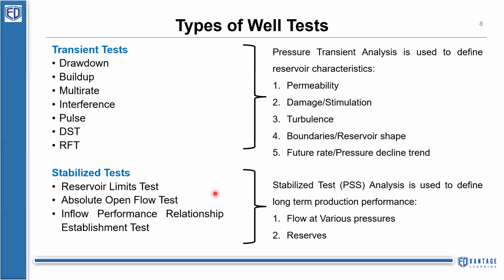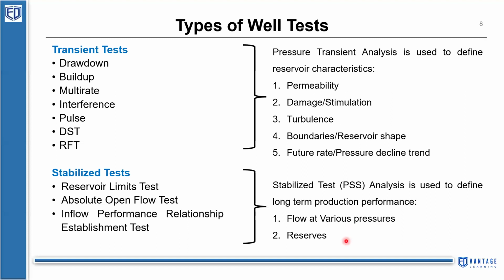Also for stabilized tests, we call it a stabilized test when the well has reached a flow regime called PSS, the pseudo steady state. That means the reservoir boundary is now well defined and there is no flow beyond that reservoir boundary. So a stabilized test will tell us the reservoir limit. That is also called the extended drawdown test. These tests are used to define long-term production performance, that is, flow at various pressures. That is also called a multi-bean or multi-choke test.